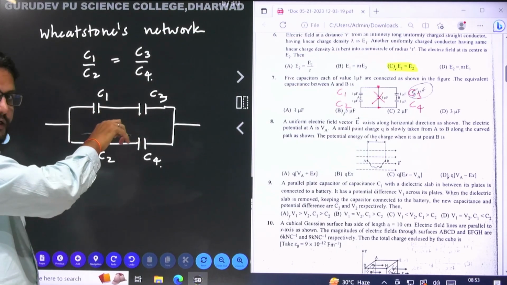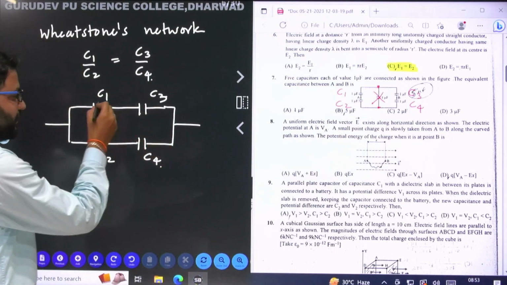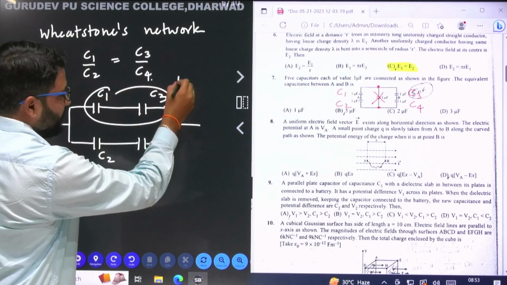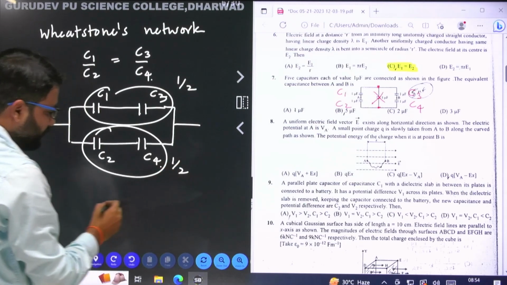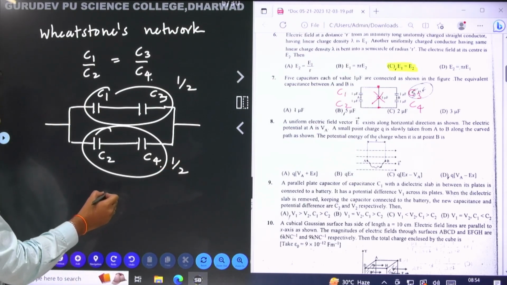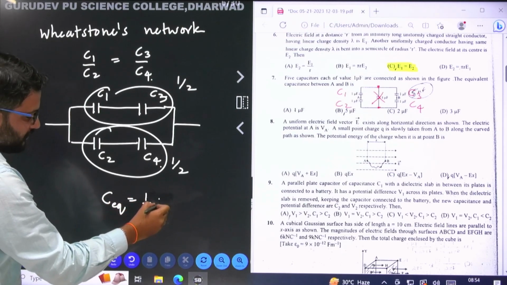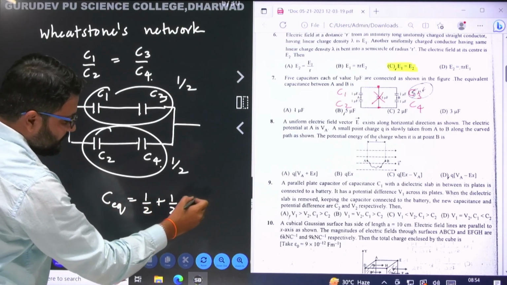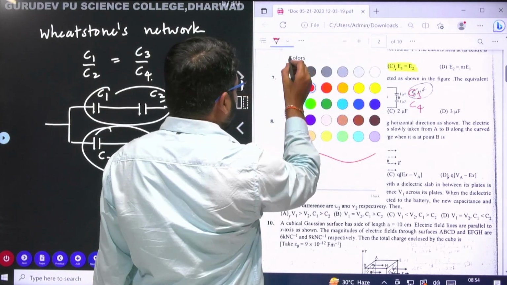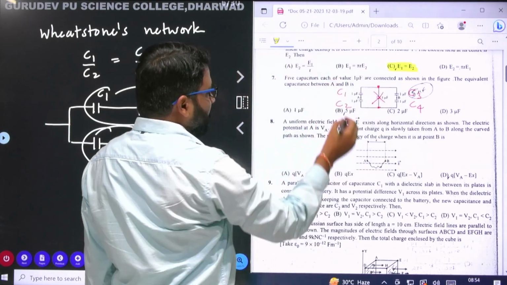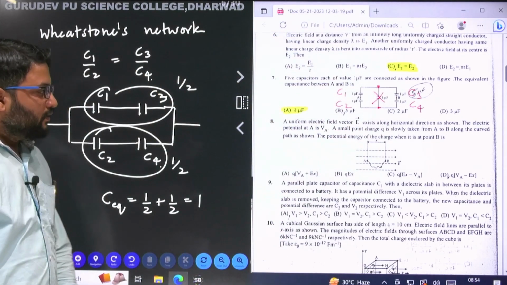In series, 1 by CS is equal to 1 by C1 plus 1 by C2. For the whole capacitance value, you would get 1 by 2, and for this, you would also get 1 by 2. 1 by 2 and 1 by 2 in parallel gives C equivalent as half plus half. Sit and try to solve it. You would get the answer as 1. So our answer for this question is 1, and the right option is the first option. Moving to the next one.